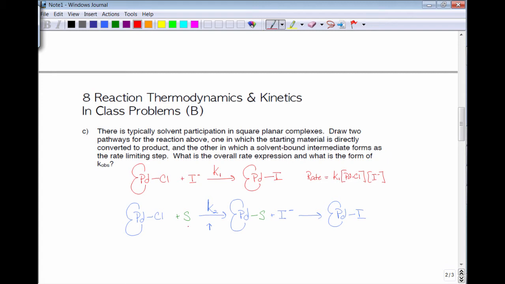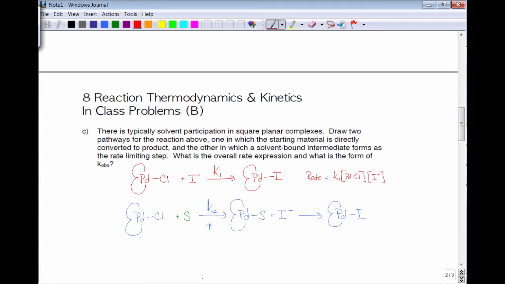The solvent, like water for example, can replace the chloride first and give you a palladium solvent intermediate. And you can read from this problem that this is typically the rate limiting step. And then I assign here a rate constant of K2.